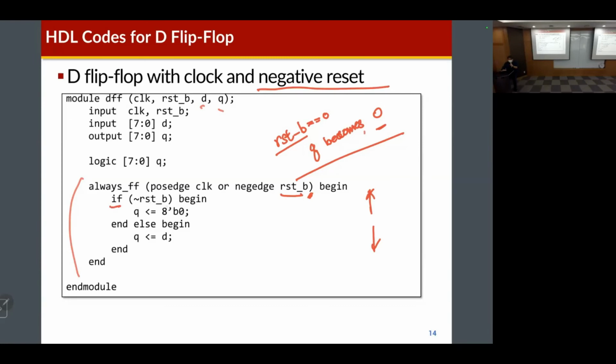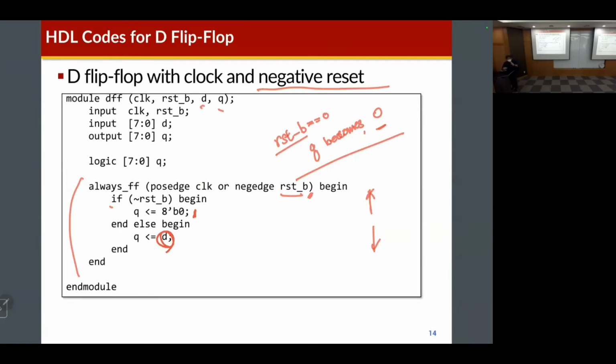Okay, so let's see the behavior. If reset B is negative, the tilde means not. So if the reset underbar B is 0, then this is true. So Q becomes 0, all zeros. And if the reset signal is 1, then Q is D.